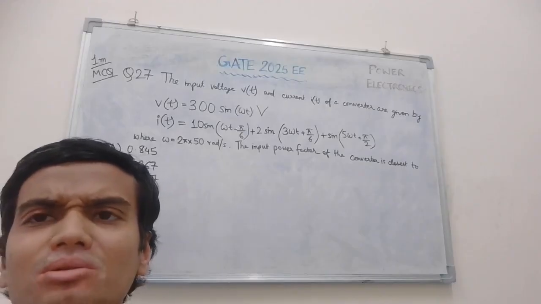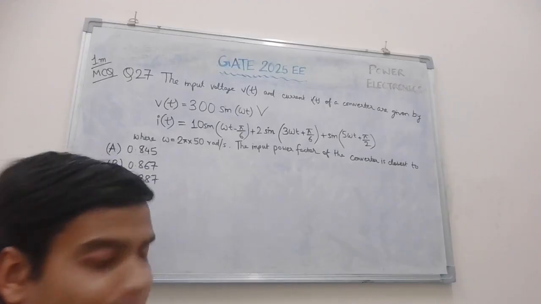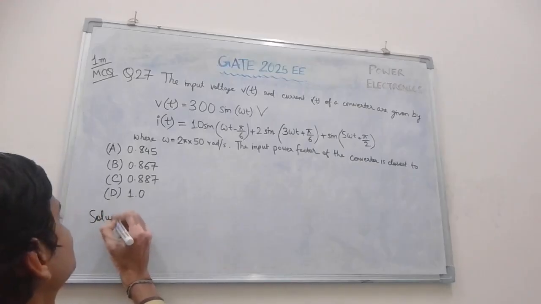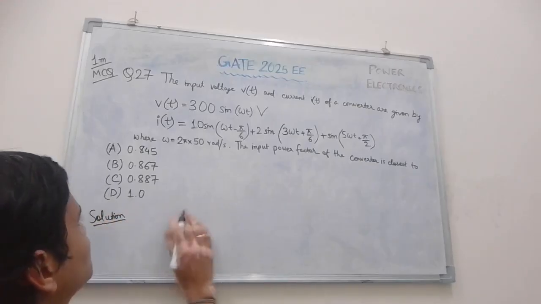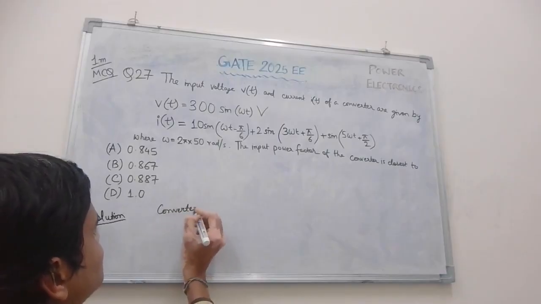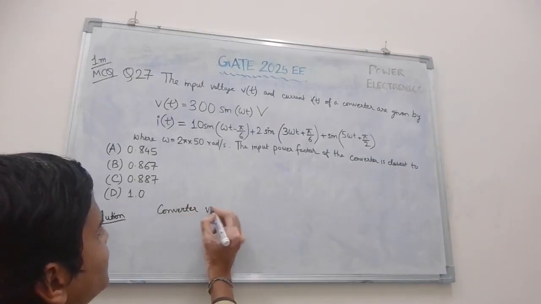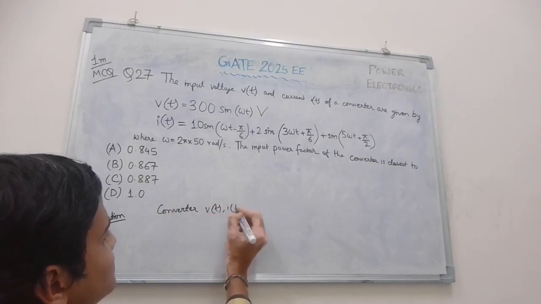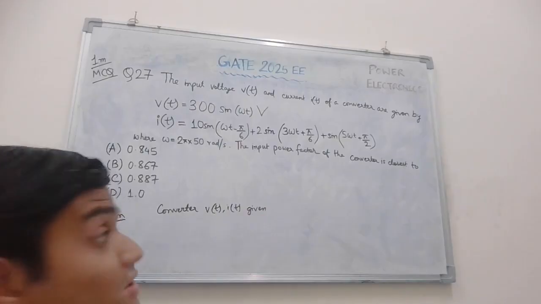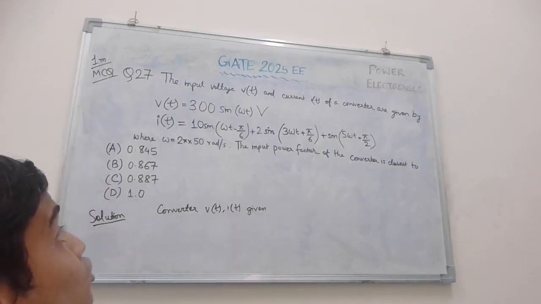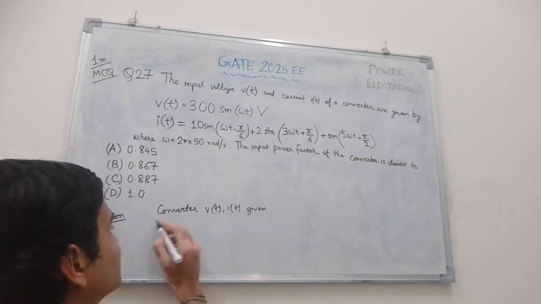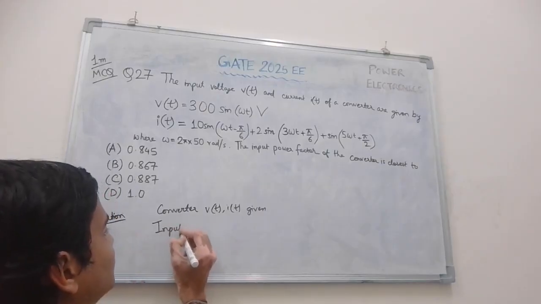Pretty simple question based on input power factor. Converter voltage and current is given, as you can see. Now, to find the input power factor, we need to first know the definition of input power factor. What is the definition? Let's see it first.